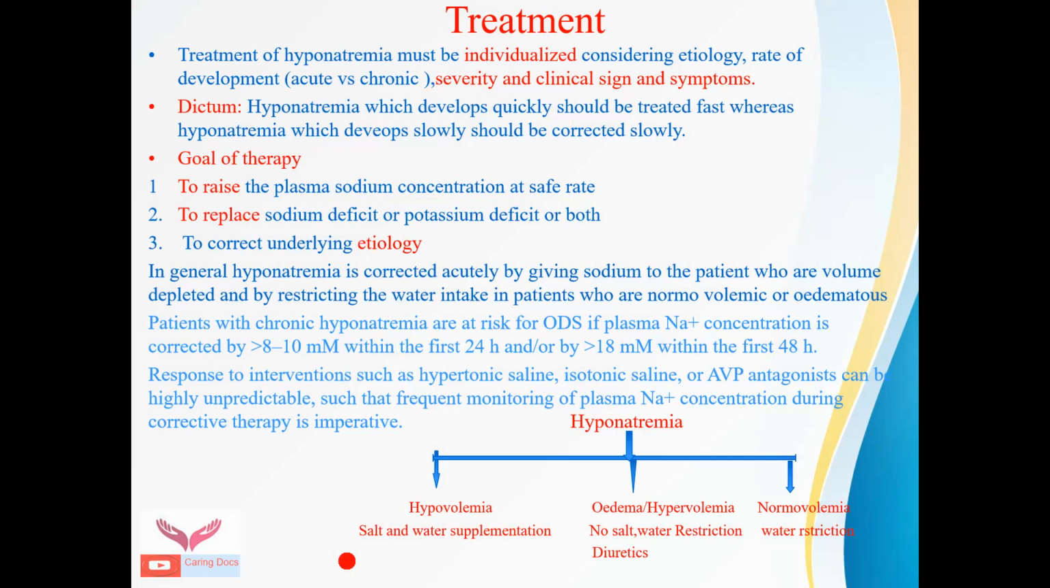So the treatment of hyponatremia must be individualized, considering the etiology, rate of development, whether it is an acute or chronic case, severity, and the clinical signs and symptoms. The dictum is that hyponatremia which develops quickly should be treated fast, whereas hyponatremia which develops slowly should be corrected slowly. The goal of therapy is to raise the plasma sodium concentration at a safe rate, to replace the sodium deficit or potassium deficit, or both, and to correct the underlying etiology.